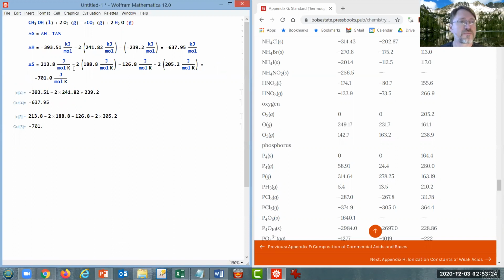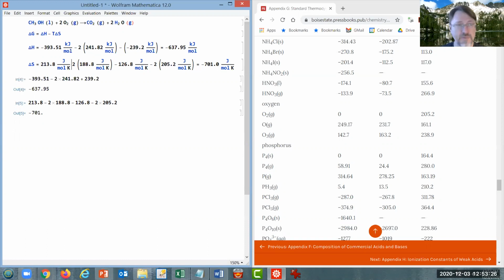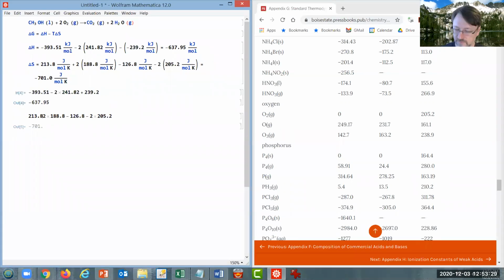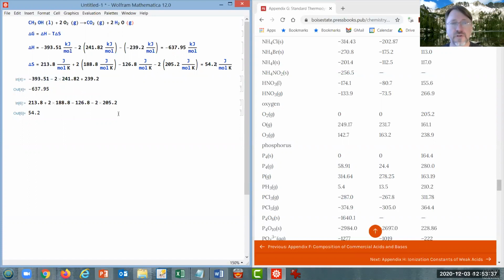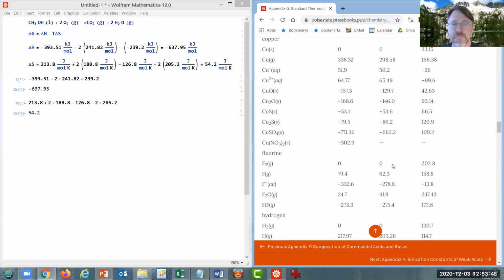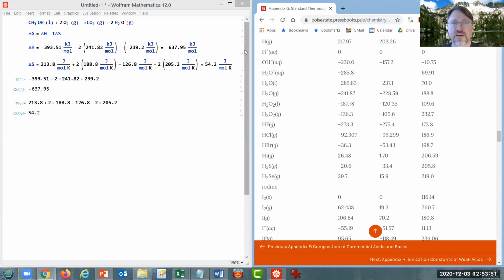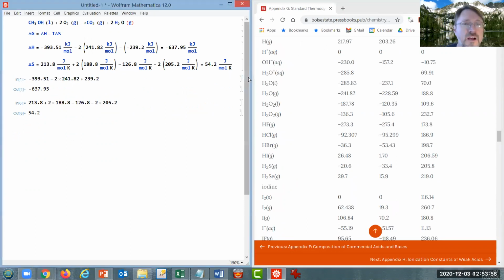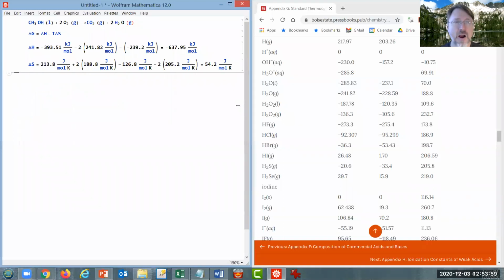Why was this one negative? That one should not be negative, should it? That should be positive. That makes a lot more sense. Okay, 54.2. Let me double check that. We want to make sure that the H2O gas entropy is in fact a positive number. H2O gas is a positive number, 188.8. So that's correct. All right, we now have our values for delta H and for delta S.